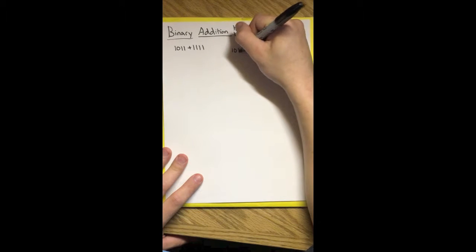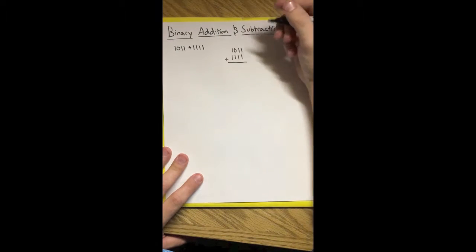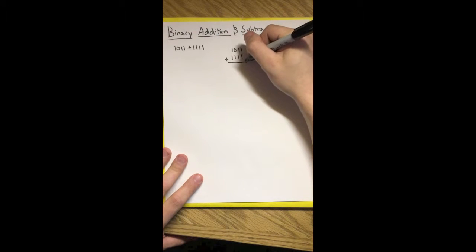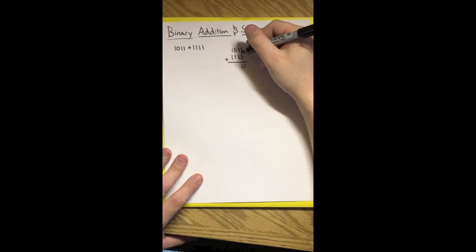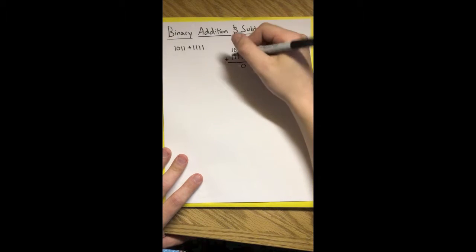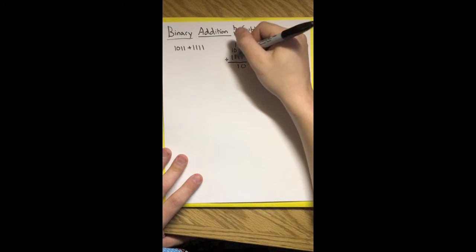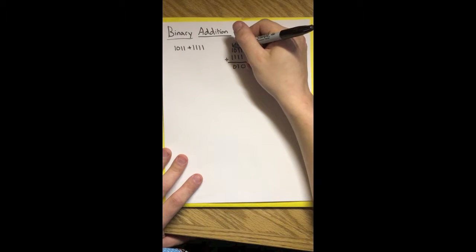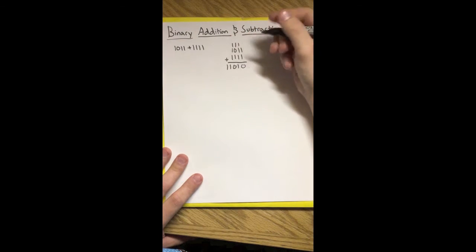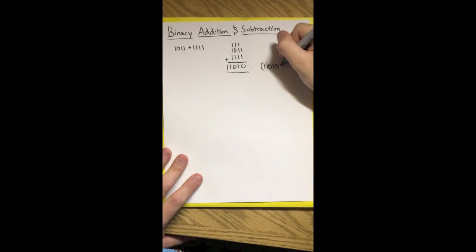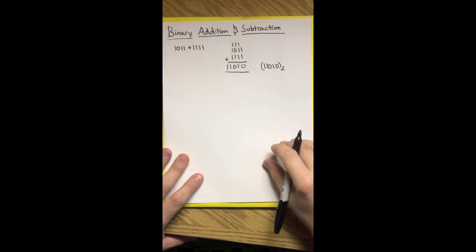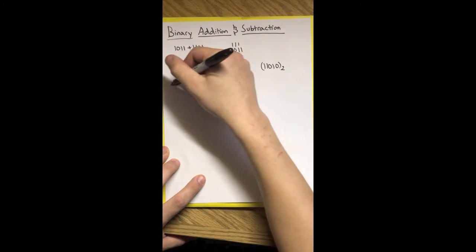So you have 1, 0, 1, 1, plus 1, 1, 1, 1. 1 plus 1 is 2. 2 represented in binary is 1, 0. So 0, carry the 1. 1 plus 1 plus 1 is 3. 3 represented in binary is 1, 1. So 1, carry the 1. 1 plus 1 is 2. 0, carry the 1. And then again, 3. This is your answer, 11010. That's very straightforward.